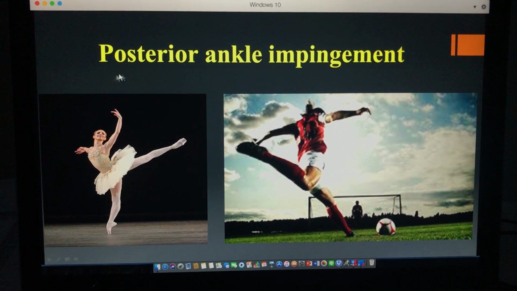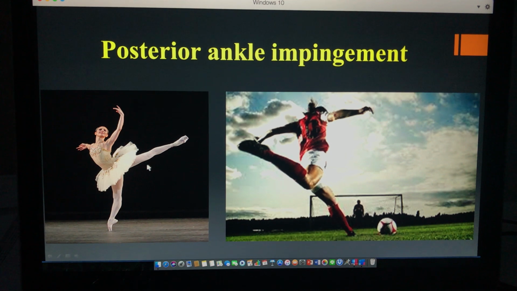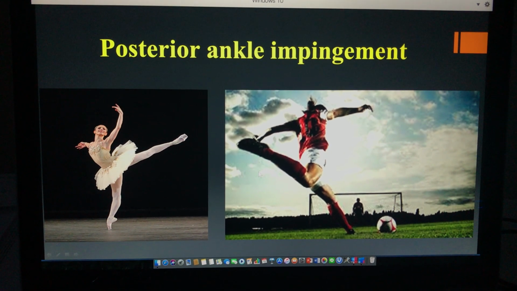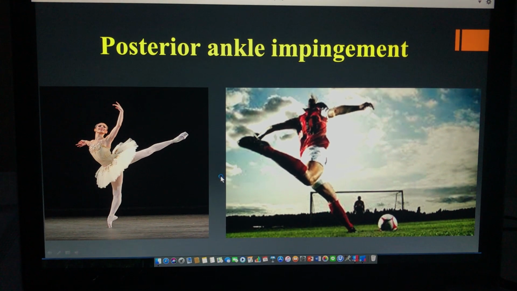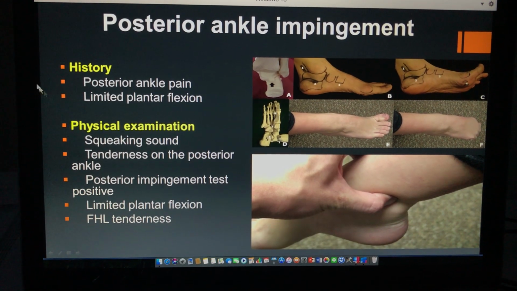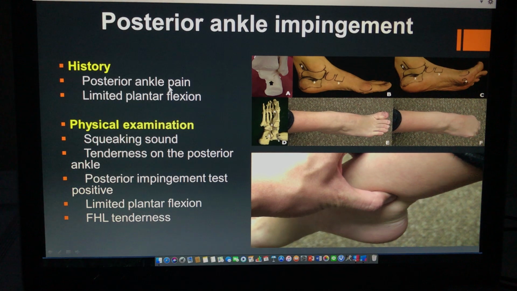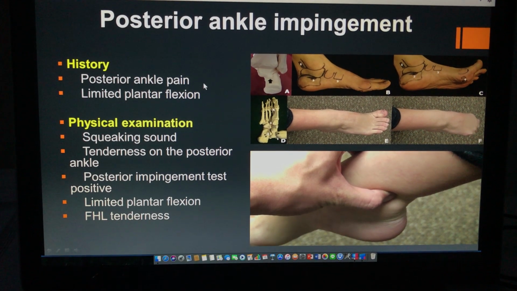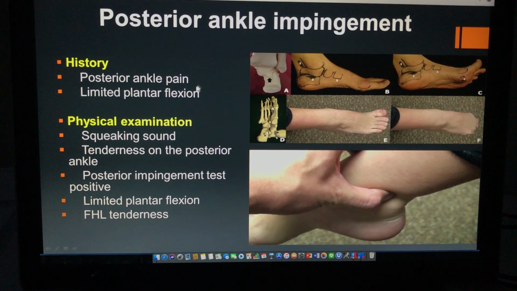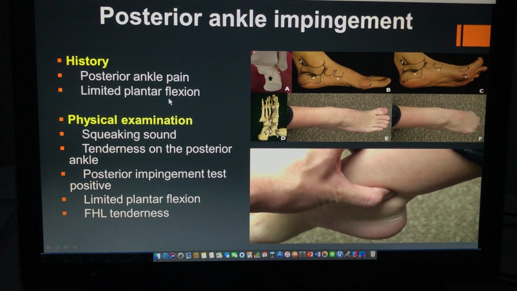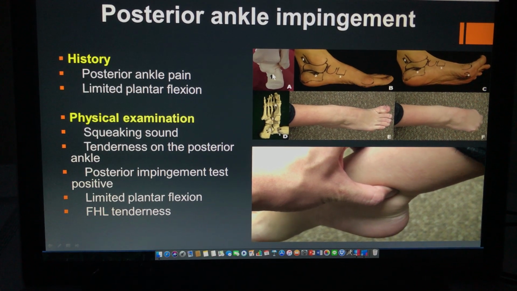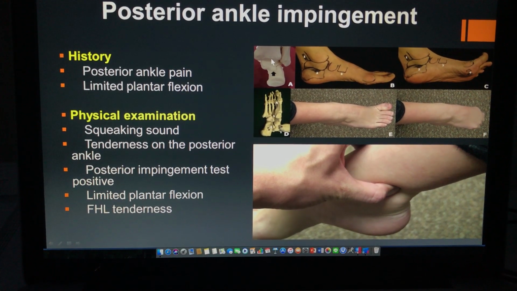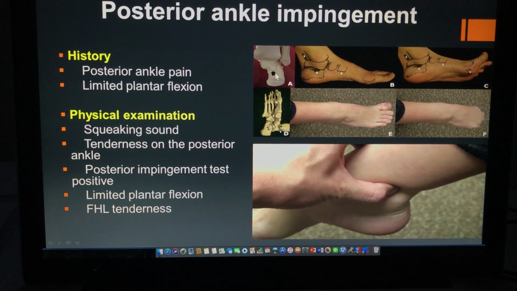The next one will be posterior ankle impingement, commonly seen in ballet dancers and patients who play soccer and like to kick the ball from the back of the ankle. The patient usually presents with posterior ankle pain, the opposite of anterior ankle impingement. The patient also usually has limited plantar flexion, because when you perform full plantar flexion, the bone on the back can be impinged between the distal part of the tibial plafond and the calcaneus.